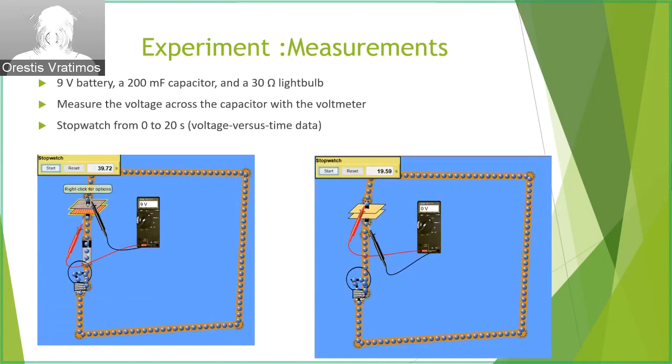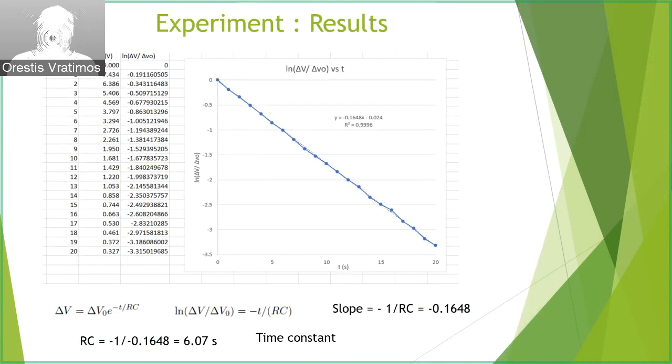We also use a 9-volt battery, a 200 millifarad capacitor, and a 30 ohm light bulb in order to measure the voltage across the capacitor with a voltmeter, and use a stopwatch, creating data of voltage versus time. We see here more specifically this data, and we make calculations using ln of delta V versus delta V0. Delta V0 is the fixed 9-volt value, and we use the formulas below and the fact that the slope equals -1 over RC, and we get that RC is 6.07 seconds, and that's how we find the time constant.